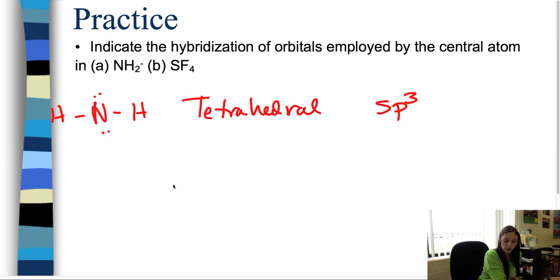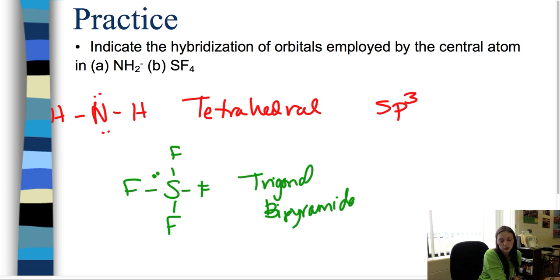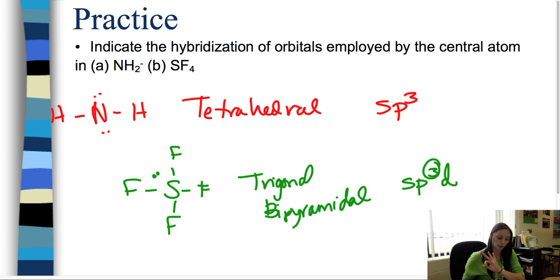If I now flip and look at SF4, be careful with your total electron number here. You are going to need some lone pairs on sulfur, and you're going to need 1 set of lone pairs. This is trigonal bipyramidal. So you are now looking at 5 things around your center, which is an sp3d. You cannot have a higher number in the p orbital than 3 because you don't have more than 3 p orbitals available to use.